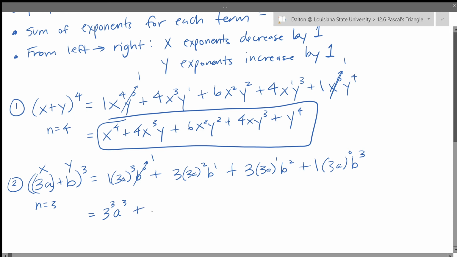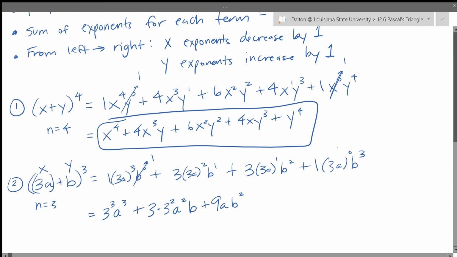Plus 3 times 3a squared means 3a times 3a, which is 3 squared times a squared, times b to the first power, which is just b, plus 3 times 3a to the first, so 3a to the first is just 3a, so then 3 times 3a will be 9a b squared.